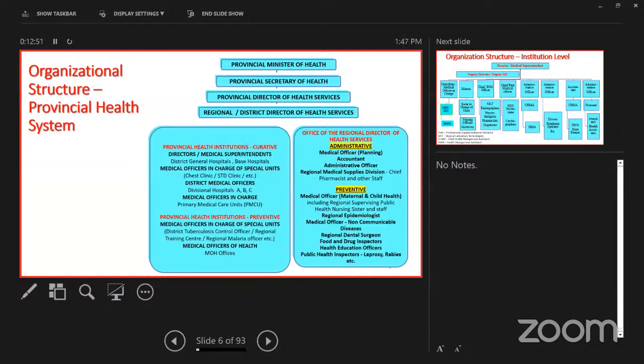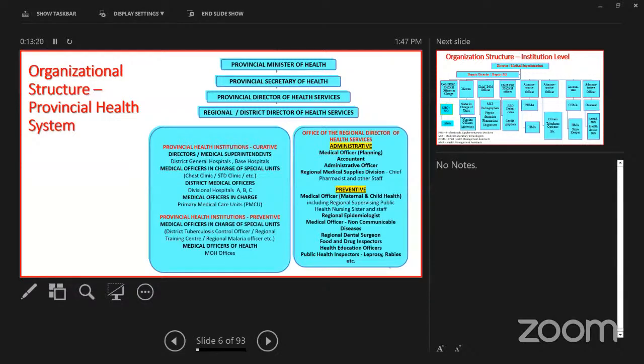Under him, for each district, there are regional or district directors of health services. Some people call them the regional director of health services, and the new nomenclature may be the district director of health services. We have 25 districts in Sri Lanka, but we have 26 district directors of health services.